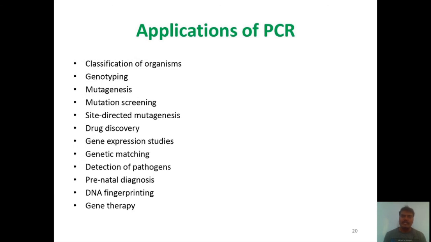Then applications of PCR. It has a wide range of applications. I have given only the main ones briefly. For example, PCR is used to classify organisms. It is used in sequencing, whole genome sequencing. After obtaining the sequence, we can easily find out what organism it is. It is also used to identify organisms using specific molecular markers. If you identify the molecular markers, they can be confirmed with the help of PCR machines, and it is used in genotyping.